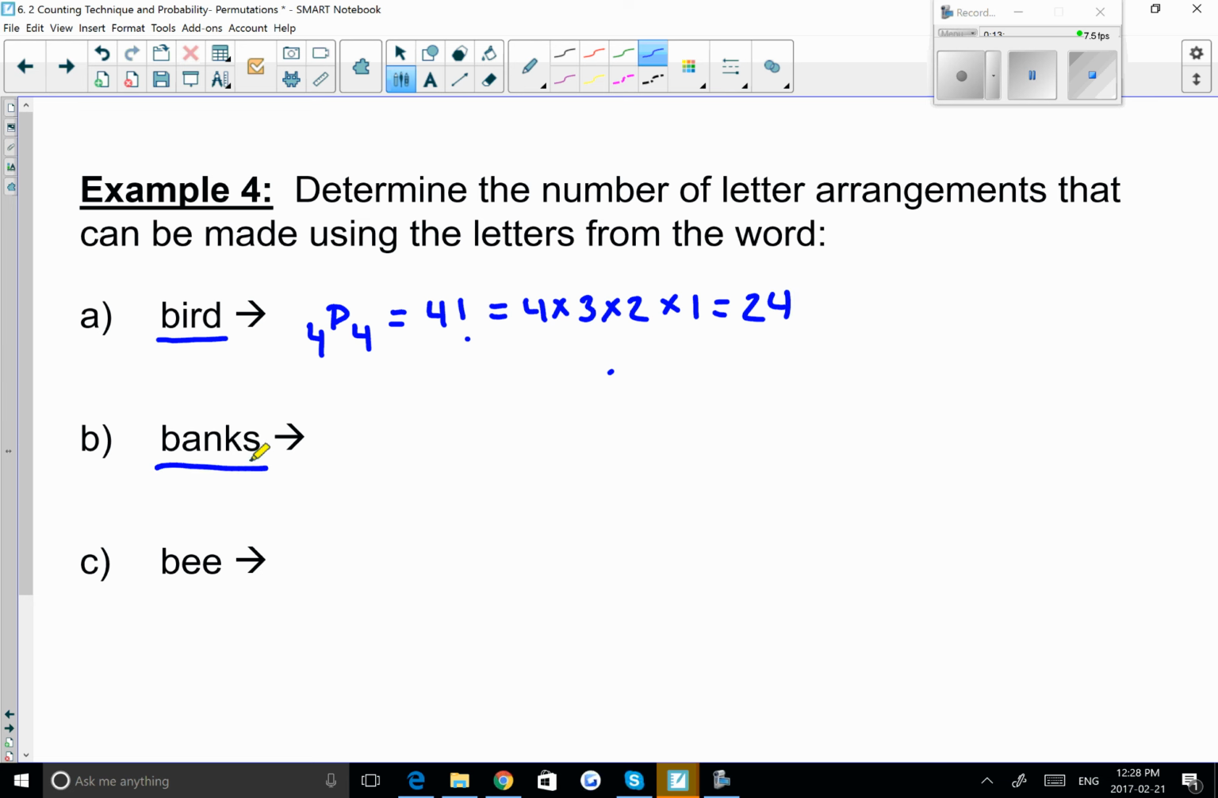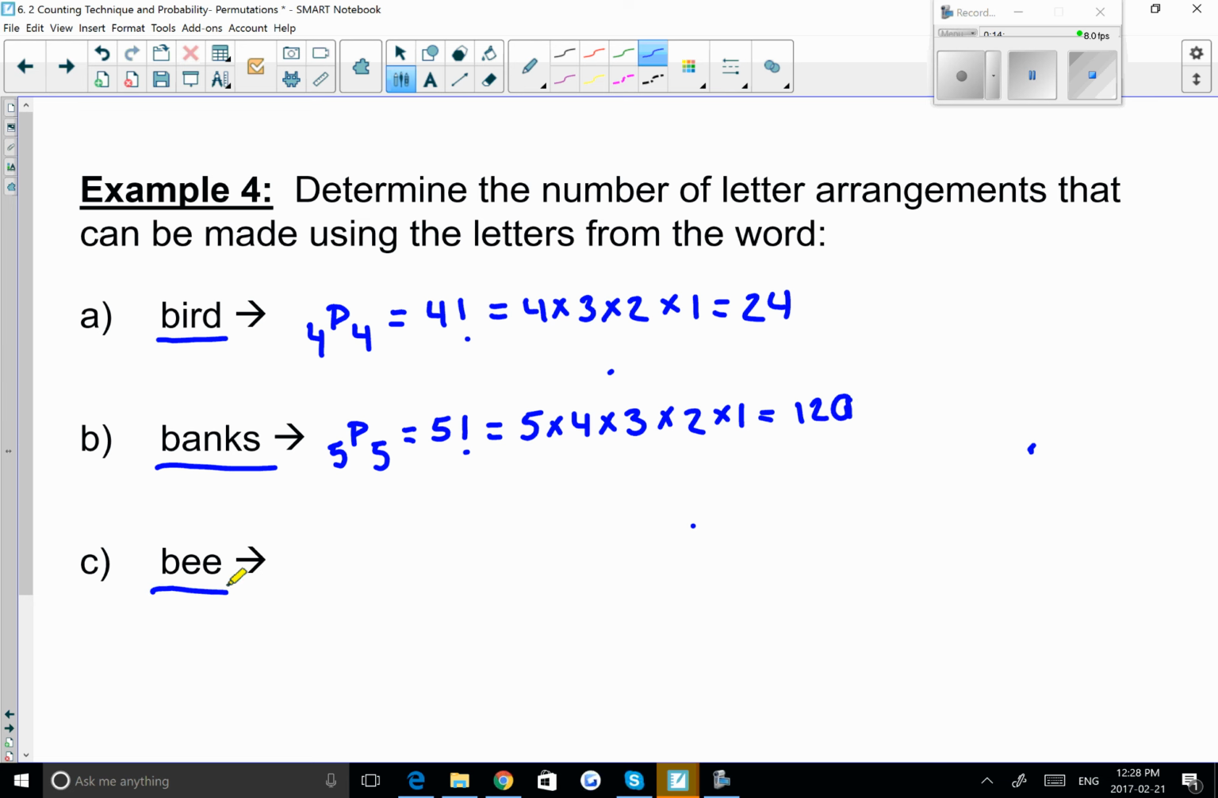Now we have 5 letters. That's 5 factorial, which is the same as 5 times 4 times 3 times 2 times 1. So you have 5 letters and you're selecting all 5. That's why it's 5 permute 5. You're not only selecting some of them. Look at the jump from 4 factorial to 5 factorial. So the more you have to choose from, the larger the number of possibilities.